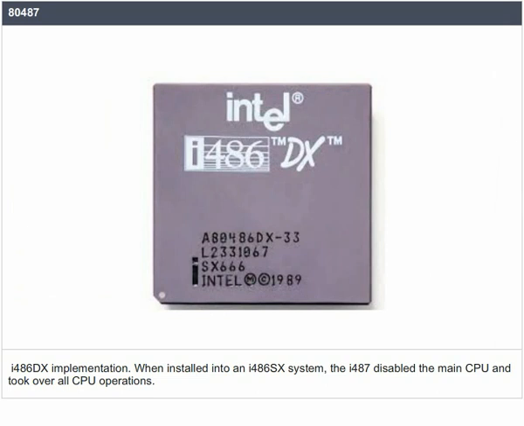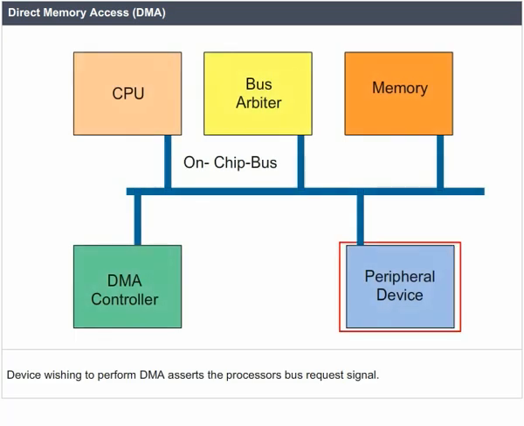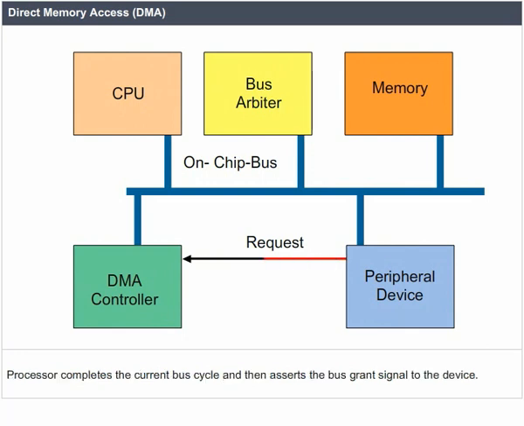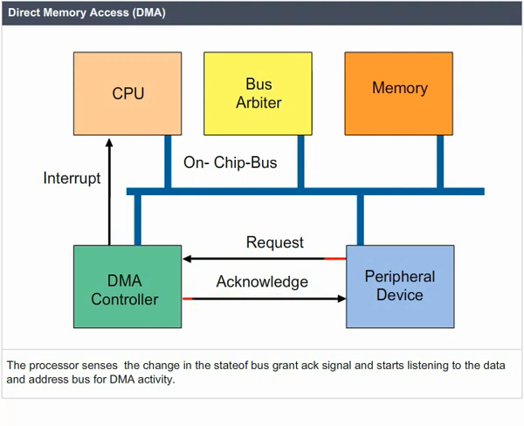Direct Memory Access (DMA). Devices wishing to perform DMA assert the processor's bus request signal. The processor completes the current bus cycle and then asserts the bus grant signal to the device. The device then asserts the bus grant acknowledge signal. The processor senses a change in the state of the bus grant acknowledge signal and starts listening to the data and address bus for DMA activity.